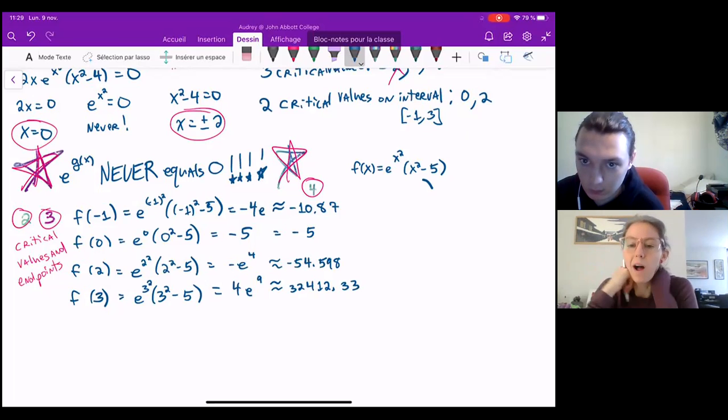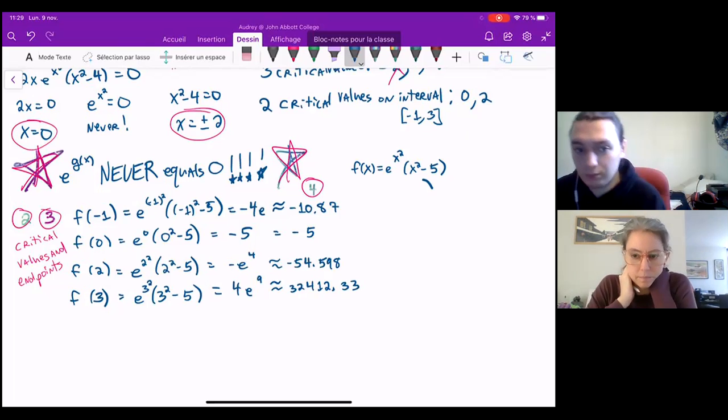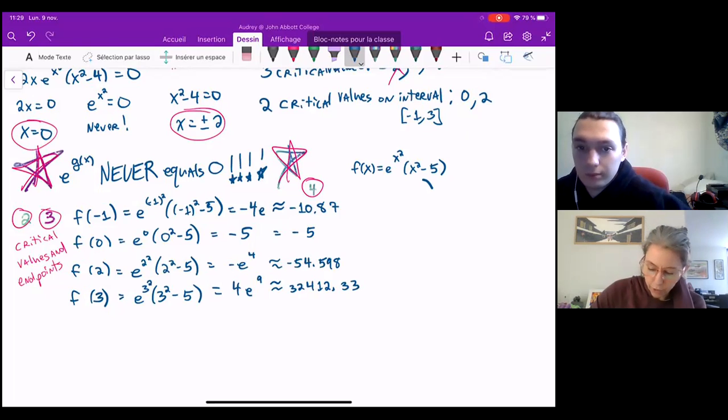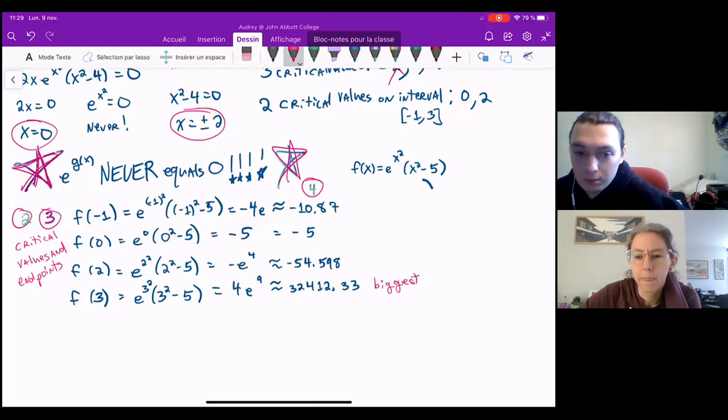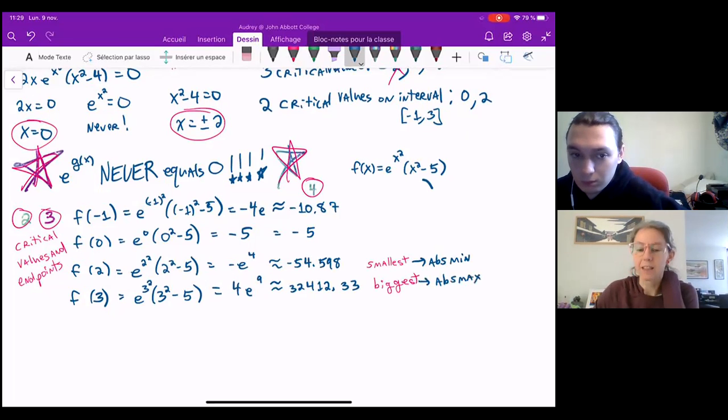Which one of these y values is biggest? F of 3, you got it. So that's my biggest. What's my smallest? F of 2. This is my smallest. And so that means I can conclude that that is the absolute min and this is the absolute max. So I'm just looking at the biggest and smallest of the y values.